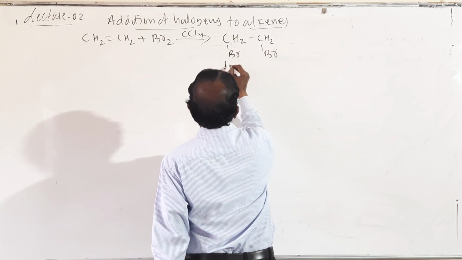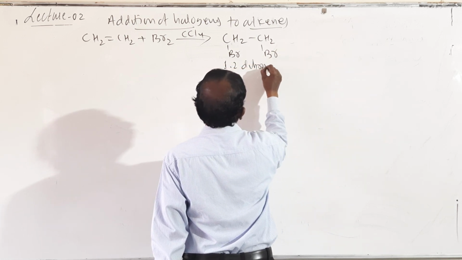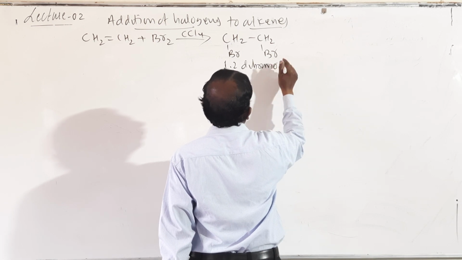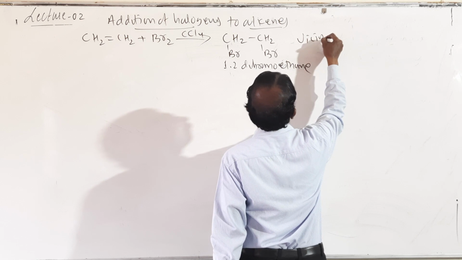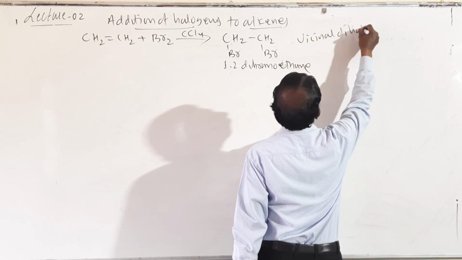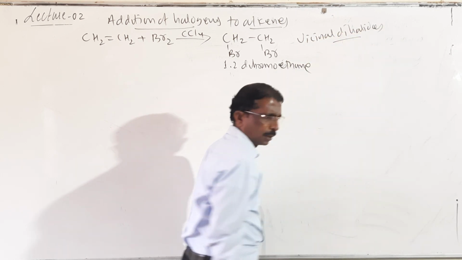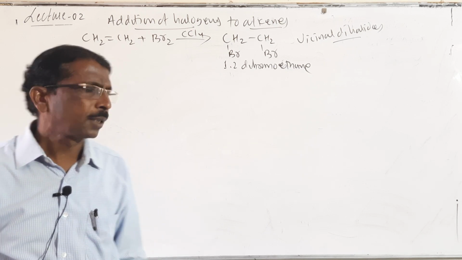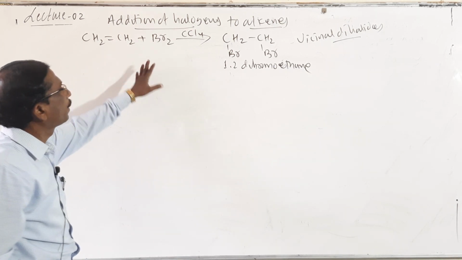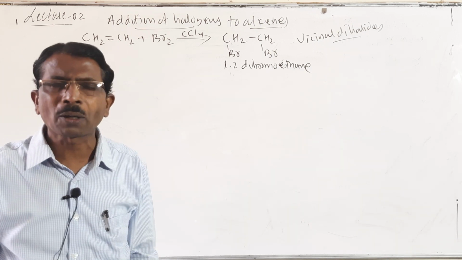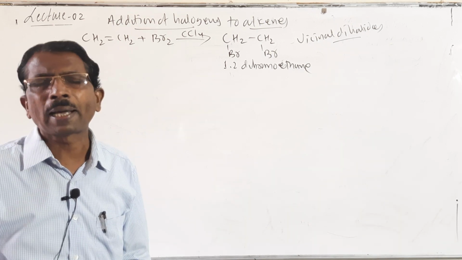That is 1,2-dibromoethane is formed, or it is also called vicinal dihalides. Look here, it is a very simple reaction. When ethylene is treated with bromine in presence of carbon tetrachloride, it forms vicinal dihalides.